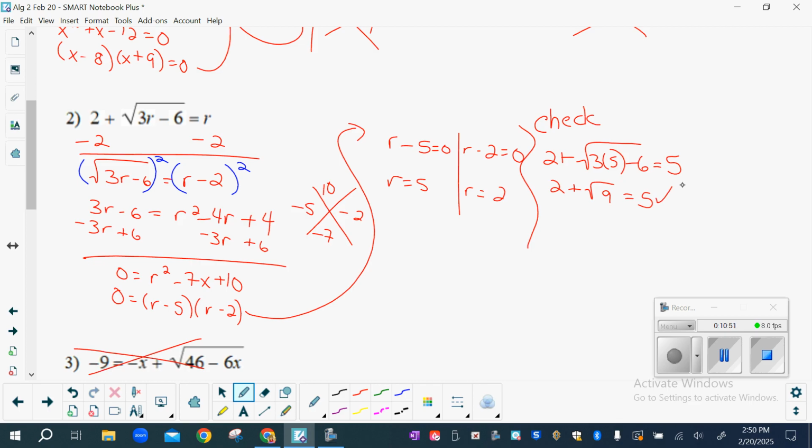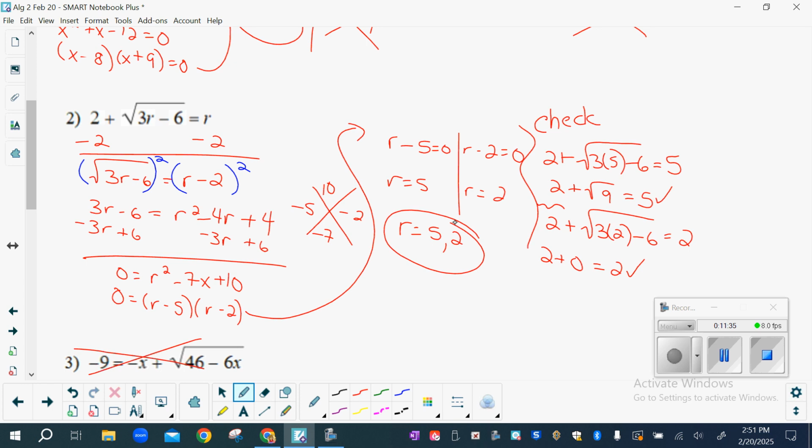So now we're going to check the other one. Let's check it with r equals 2. So we have 2 plus square root 3 times 2 minus 6 equals 2. So we put the 2 in both places, here and there, both places. 3 times 2 is 6. Minus 6 is 0, right? So it's going to be 2 plus 0 equals 2. Does that work? Yeah, so this one checks also. So on this one, our answer is 5 and 2.